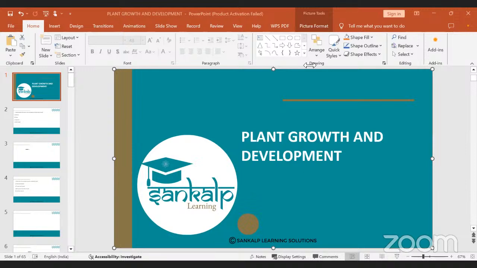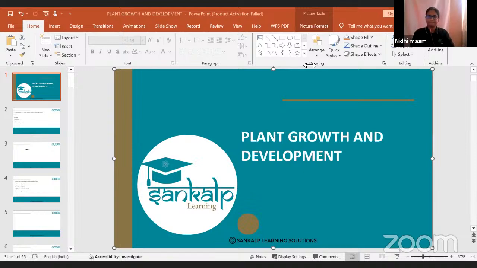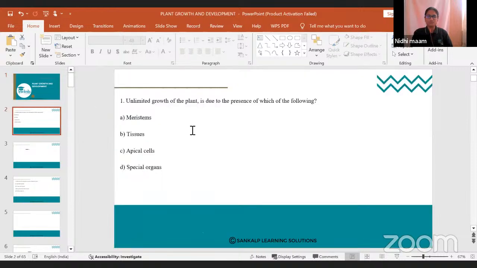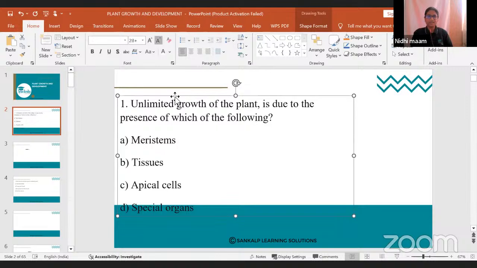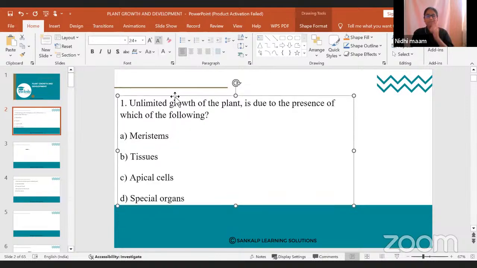Okay. So let us begin. Today we are discussing plant growth and development. 3 marks questions we will get from this concept, that is plant growth and development, in CET as well as NEET. Next question. The first question of today goes like this. Unlimited growth of the plant is due to the presence of which of the following? A. Meristems, B. Tissues, C. Apical cells, D. Special organs.